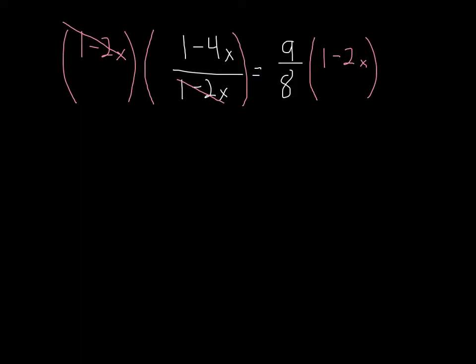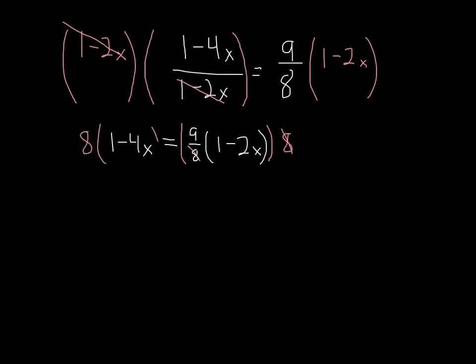So now, when I multiply this out, I have 1 minus 4x on the left-hand side, since I've canceled that denominator out, is equal to 9 over 8 times 1 minus 2 times x. Now I still have a fraction in there. I don't like working with fractions, so I'm going to get rid of that by multiplying this right-hand side by 8. And my 8's will cancel. If I do it to one side, I have to do it to the other, so I have to multiply my left-hand side by 8.